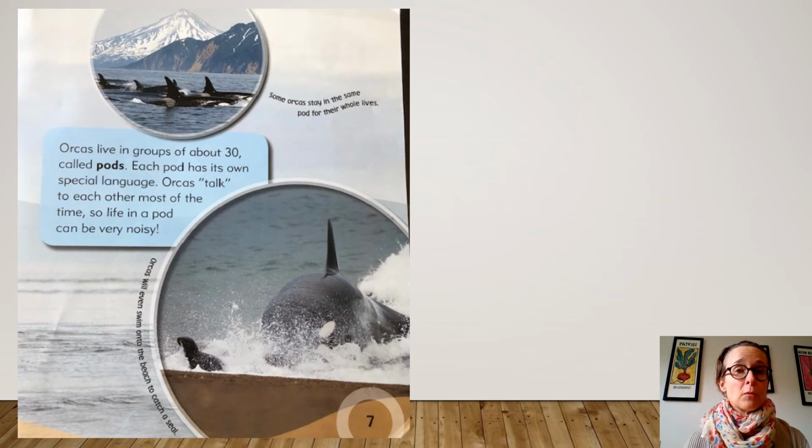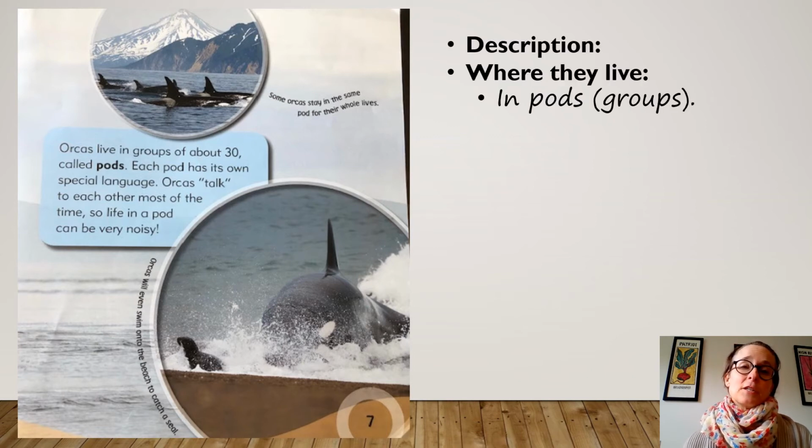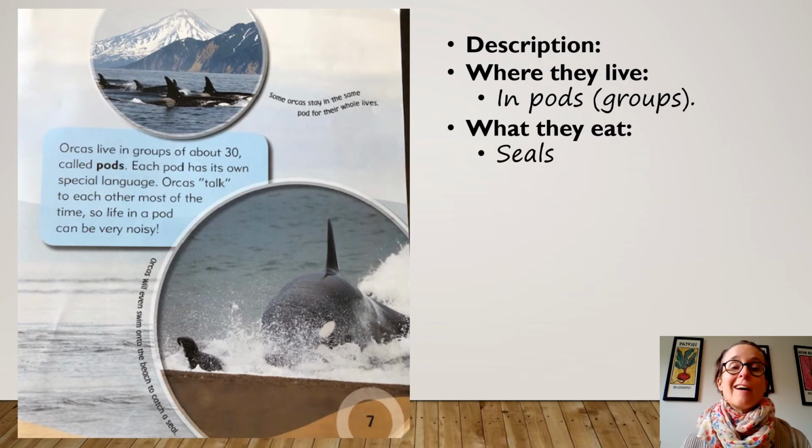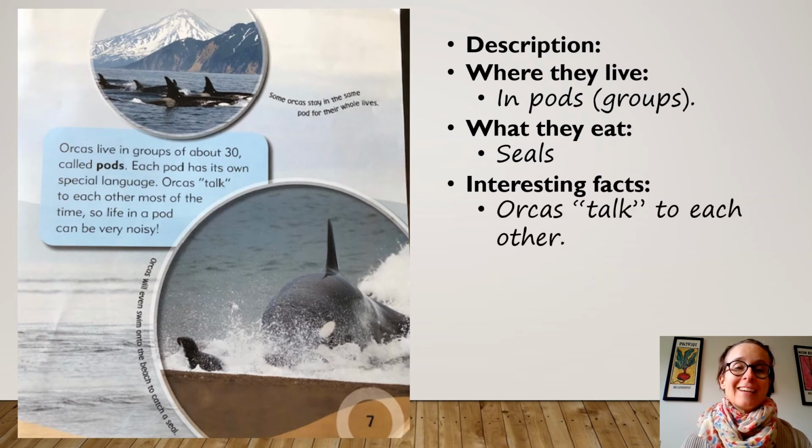I think I've learned some more information that's going to help me with my PowerPoint presentation. I haven't added to what I know about the description of the orca, but I now know a little bit more about where they live. They live in pods or groups of other orcas. I also know a little bit now about what they eat. At least one animal they eat is a seal. And I've learned another interesting fact. I've learned that orcas talk to each other.